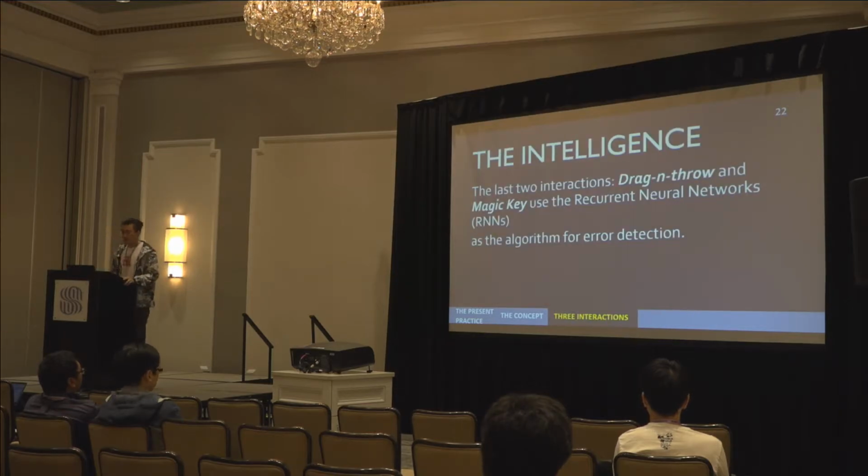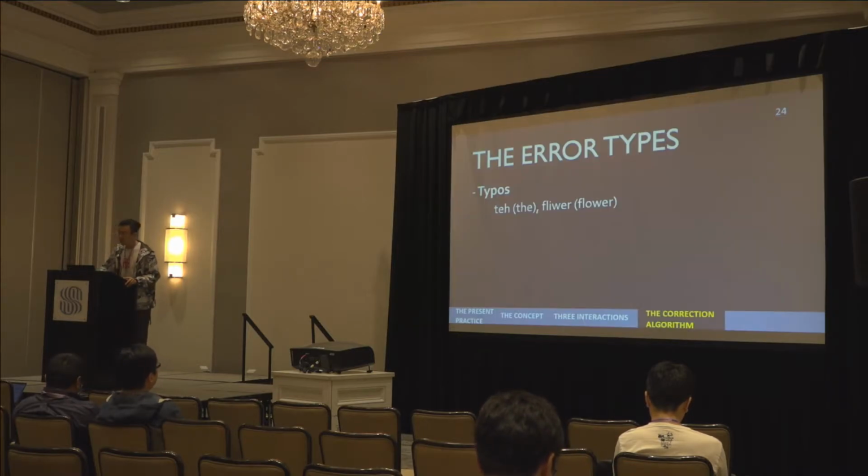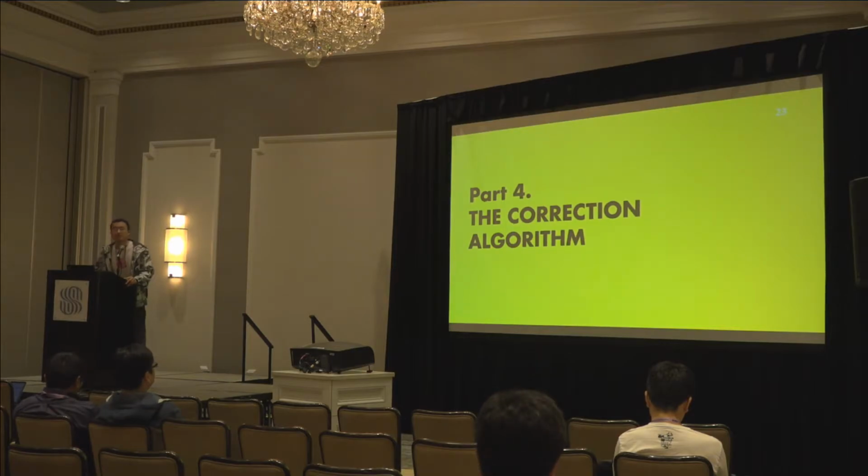Okay, so the last two interactions both use an intelligent algorithm to detect the error place. The algorithm is called recurrent neural networks, and let me describe it in detail.